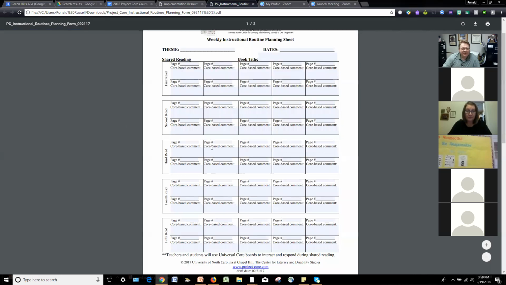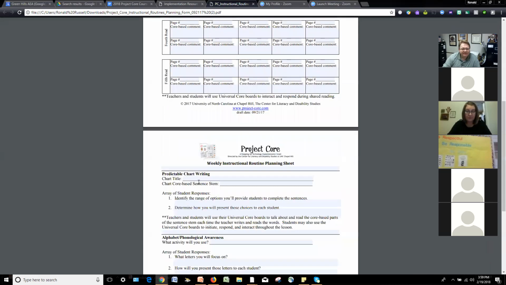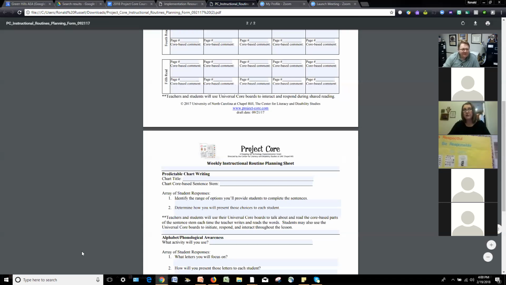There's a planning sheet for shared reading, but then if we go down, predictable chart writing, for planning purposes, just a couple really simple questions. If you're planning for a writing lesson, what do you think your chart title is going to be? That sentence stem they talk about as being very important. It's a predictable part that will help lead the kids into using more core words, the range of options, and how you present those. So just some things to help you think through and plan ahead.